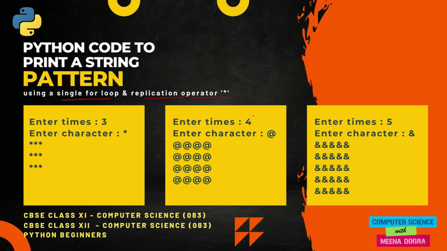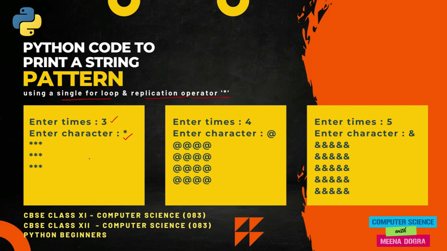We'll require 2 inputs. We'll ask the user to tell us how many times the repetition has to take place, and then we ask the user to enter the character which is to be repeated. Now see, there is a slight difference, like we'll be repeating the character n number of times, where this n will be an integer entered by the user. And next, let's see how we interpret this pattern.